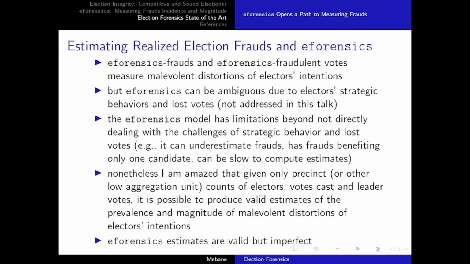So my last slide here is saying that e-forensics frauds and e-forensics fraudulent votes, I think these examples I just showed you say that it is measuring malevolent distortions of electors' intentions, which has been a miracle to me that I worked very hard for a number of decades to produce. I said I worked for decades on this, which is kind of true for this project, not this particular model. E-forensics can be ambiguous, however, so it's disappointing in one way that it's still ambiguous in that it can respond to strategic behavior, which I just illustrated, lost votes, which I also talk about, but I didn't talk about in this talk.